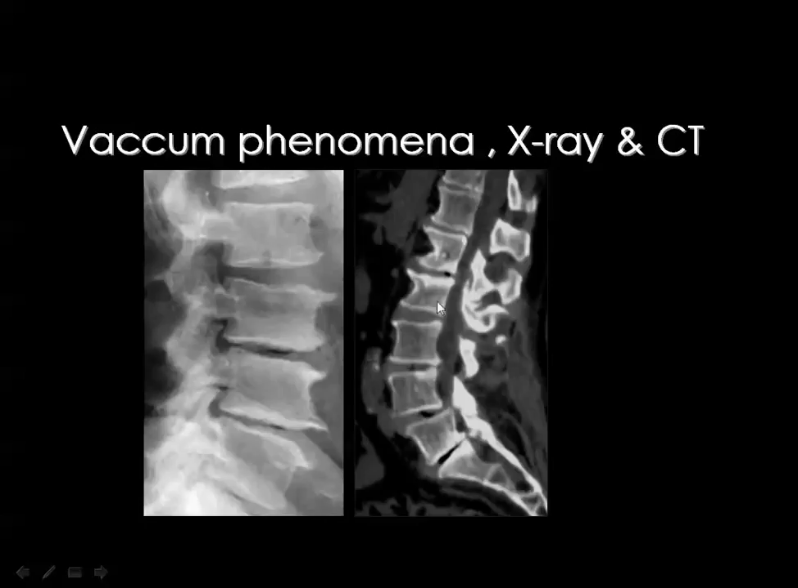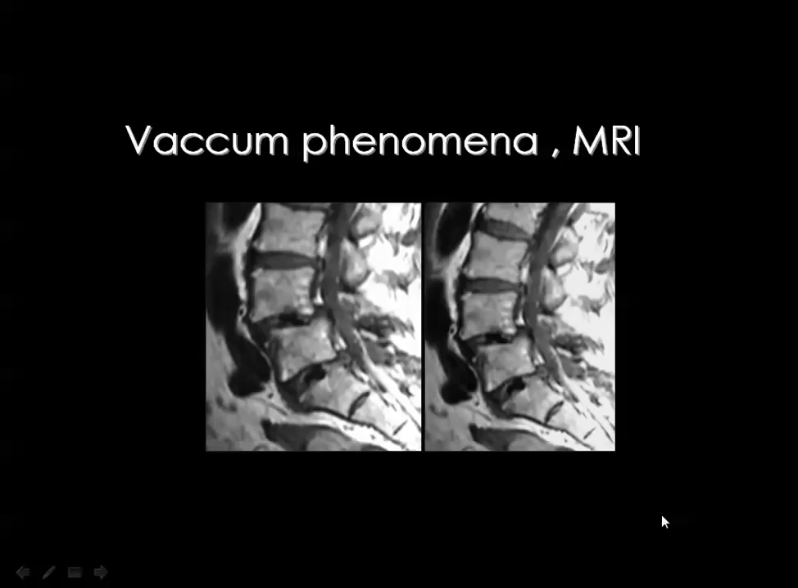This is a sagittal reconstructed CT image of the lumbar spine. And this is the plain X-ray showing minute air here and there and there. This is known as the vacuum phenomenon.